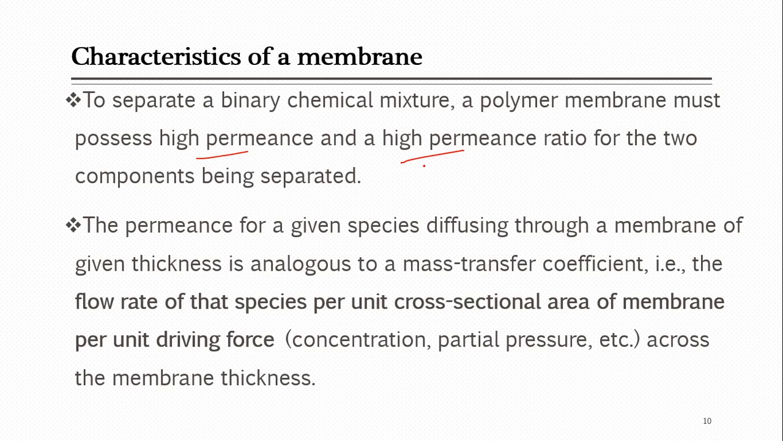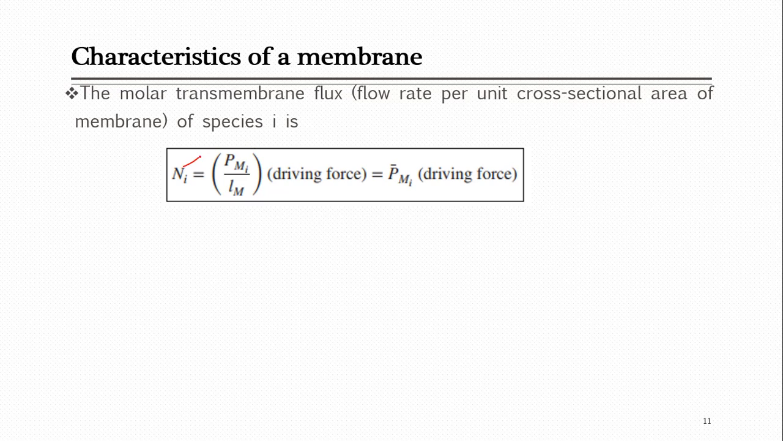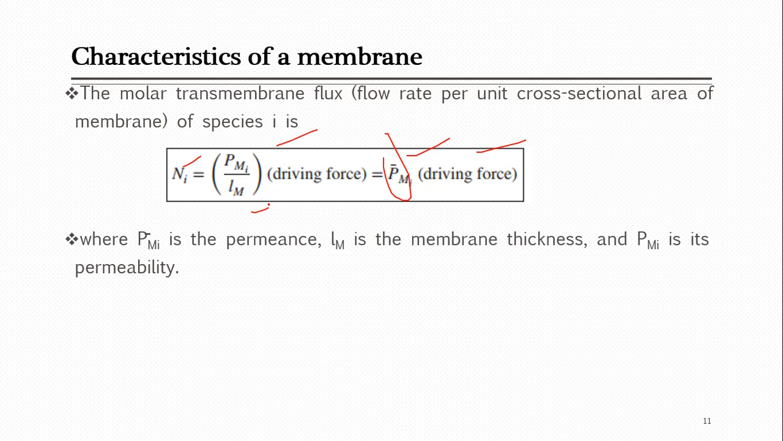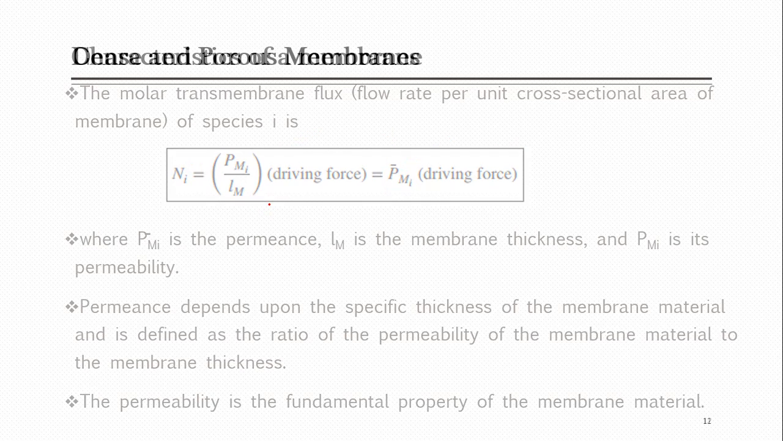And then we looked at this, that this permeance is actually analogous to something called the mass transfer coefficient, and if you look at its equations, the molar flux through the membrane is equal to permeance multiplied by driving force, and this permeance is actually the ratio of permeability over membrane thickness. So we talked about how membrane thickness or permeability will affect the separation through the membrane.